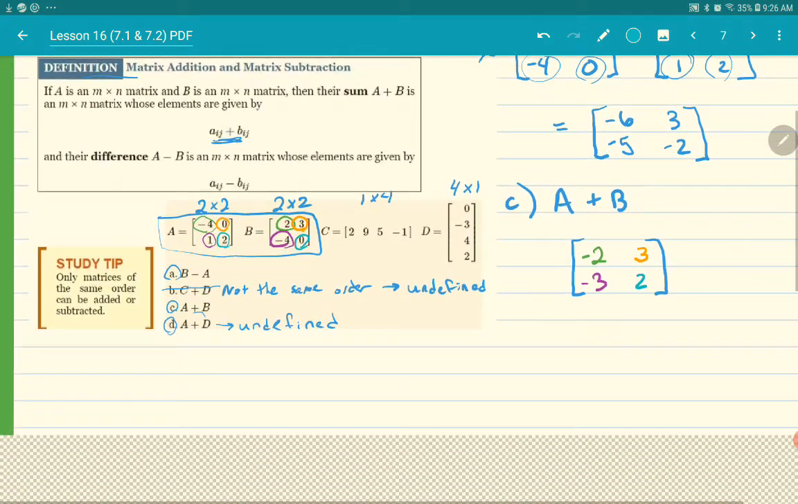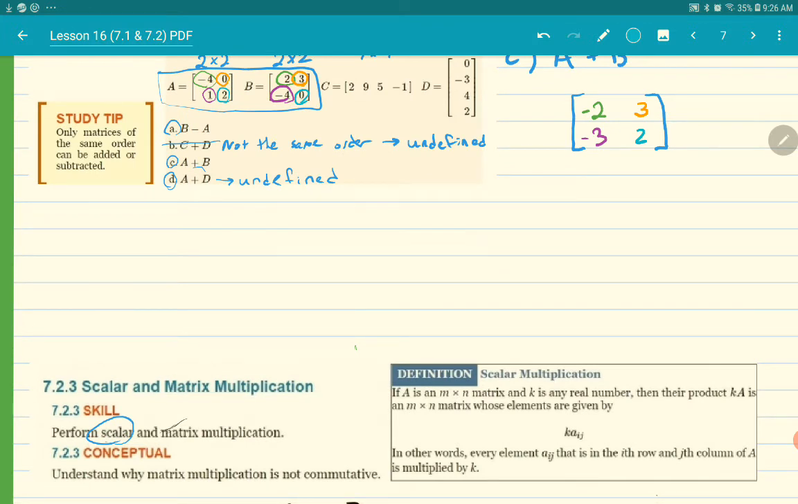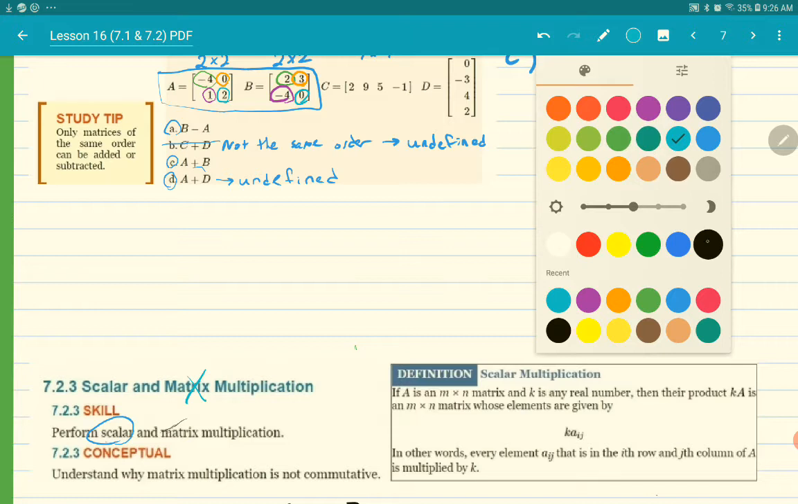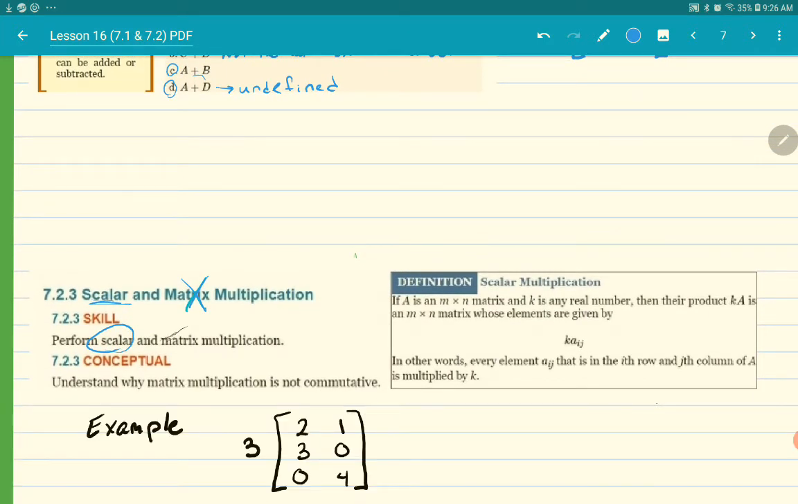All right, another straightforward operation is scalar multiplication. Not to be confused with matrix multiplication. We'll do matrix multiplication in the next section. Right now, I just want to talk about scalar multiplication. That's a little more straightforward. Here on this recording, we'll perform scalar multiplication. We'll do matrix multiplication on the next one.